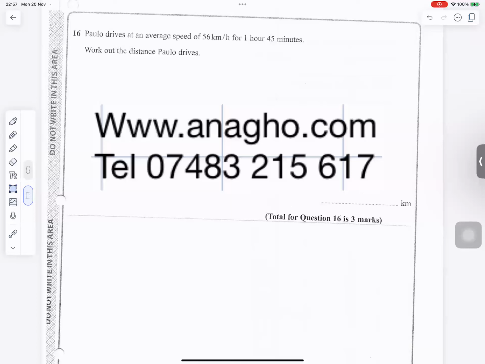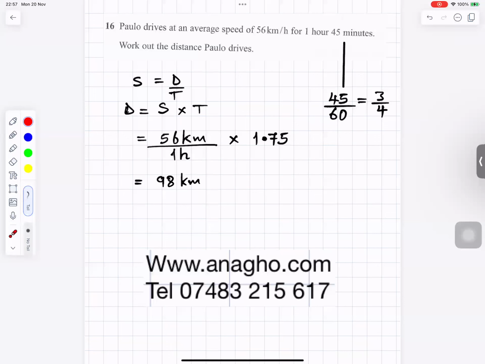Question number 16. Paolo drives at an average speed of 56 kilometers per hour for 1 hour 45 minutes. Work out the distance Paolo drives. Speed is distance divided by time. And distance is speed times time. So the way I remember it is sausages don't talk.